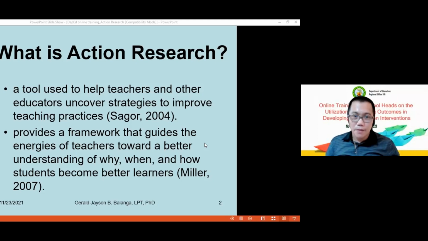Ultimately, school heads like you are expected to help your teachers improve their teaching practices, which implies that school heads like you should know how to do research.